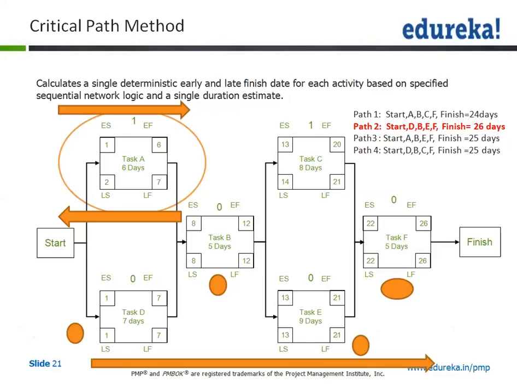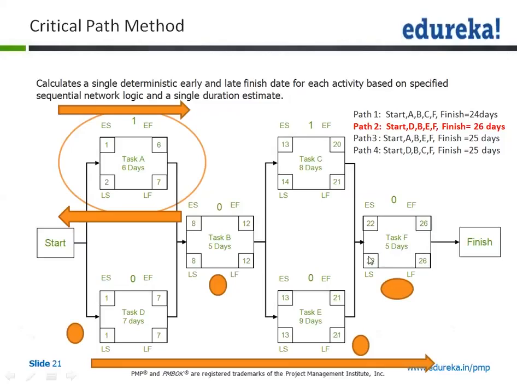Now let us work on the backward pass. I told you, when we move from the late finish to the late start, it is called the backward pass. And we need to start the backward pass from the critical path again. The critical path is start, D, B, E, F, finish. So let me start with this. The total time we have calculated was 26, so 26 is written here. This task was requiring 5 days. So we are going in reverse now, which is a backward pass.